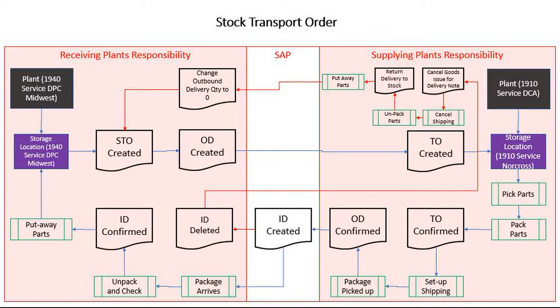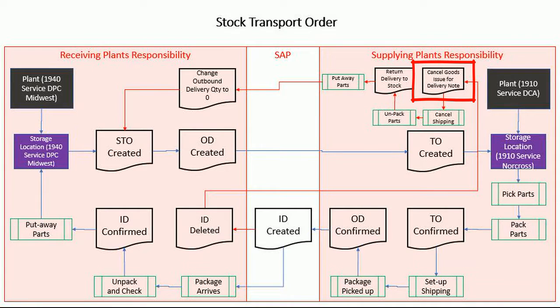When you look at the stock transport order process, you can see with this overlay how the process to back out a stock transport order works. First, if an outbound delivery for a stock transport order has been post-goods issued, the supplying plant must inform the receiving plant that they will be backing out the outbound delivery. Now the receiving plant will need to locate the inbound delivery in SAP, and either change the quantity that needs to be corrected, or delete it.